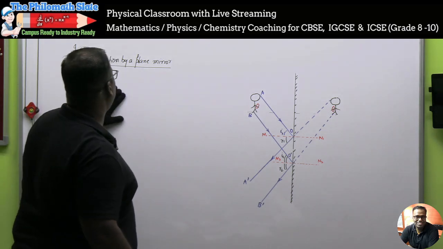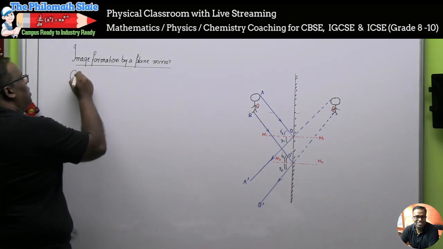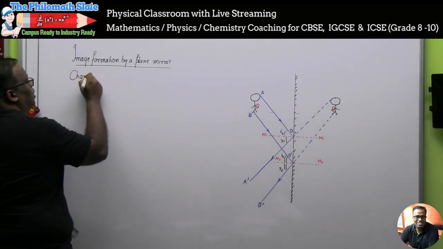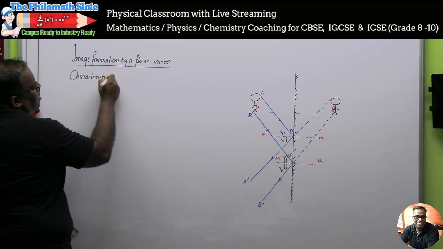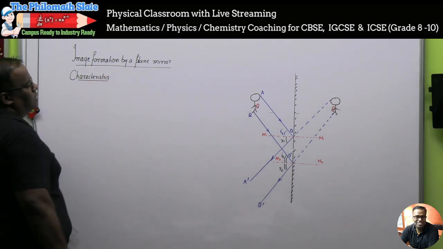Now, image formation by a plane mirror, we are supposed to learn the characteristics. Means what are the properties of such a mirror, characteristics. So let's see the characteristics.